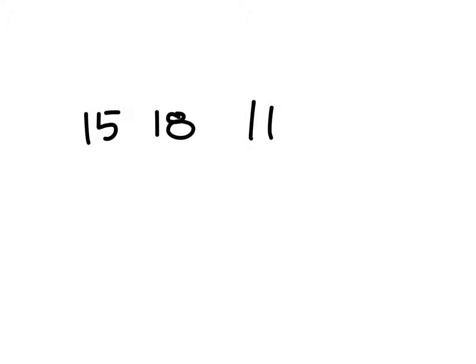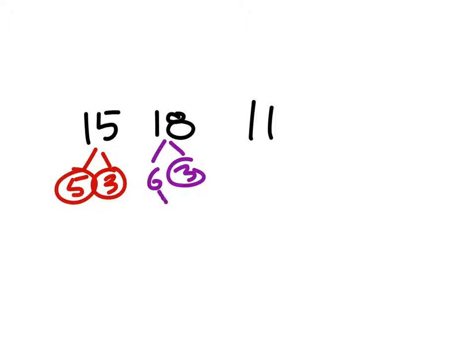So, for example, 15 would break up into 5 and 3. That's its prime factorization. 18, maybe we got 6 and 3. And then 6 would break up into 2 and 3. 11, there's nothing we can do with 11. That's prime already. So, in other words, we have 15, which we'll write down here as a list.